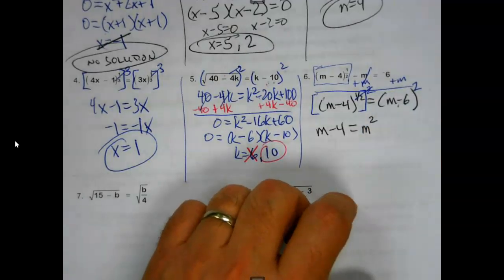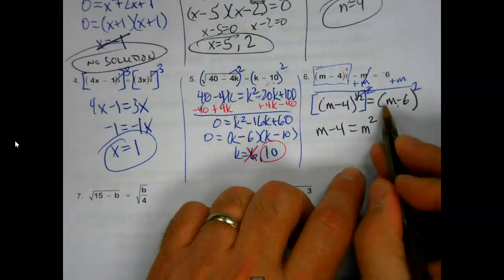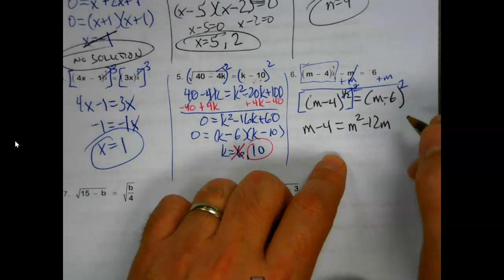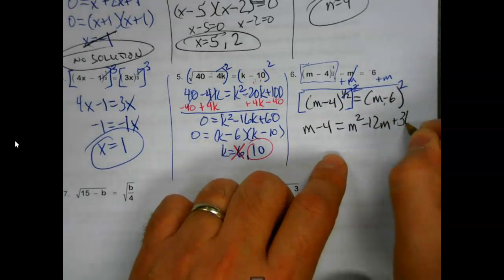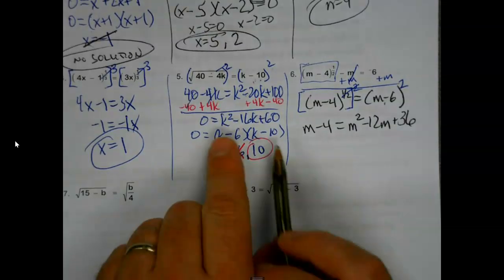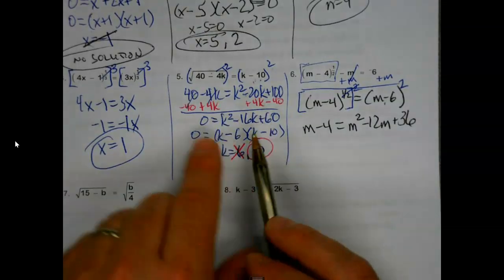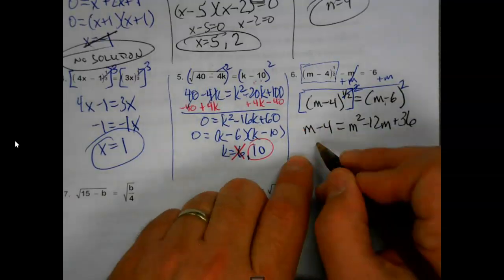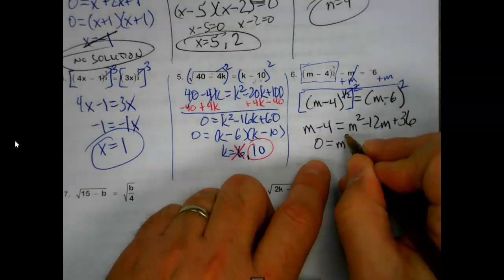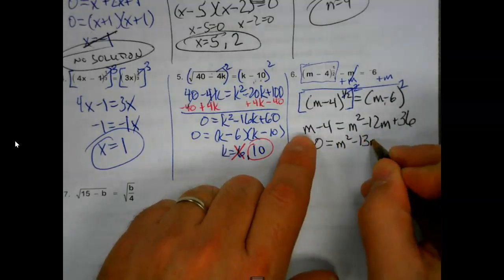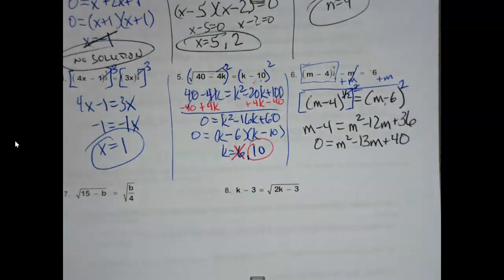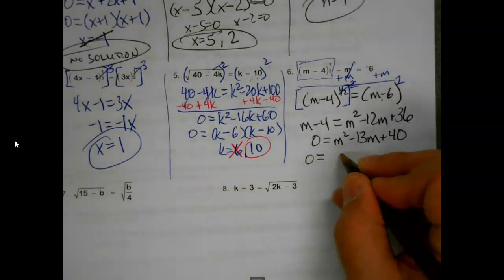Square my first term. Take the product of these two and double it, so negative 6m doubled is negative 12m. Square my last term. Using number 5 as my prime example, the m's coming over by subtraction, the 4's being added over, so minus another m, plus another 4. Go to your favorite of your three options.